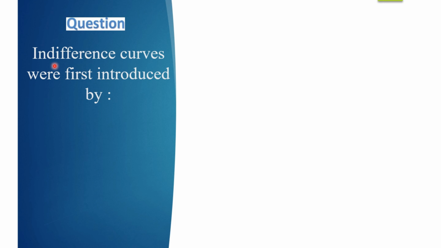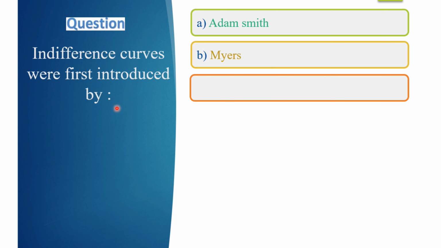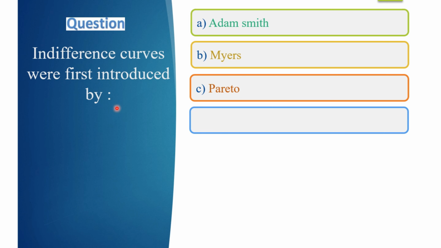Our next question is, indifference curves were first introduced by whom? Option number 1, Adam Smith, option number 2, Myers, option number 3, Pareto, or option number 4, Edgeworth. And the correct answer is option number 4, Edgeworth.